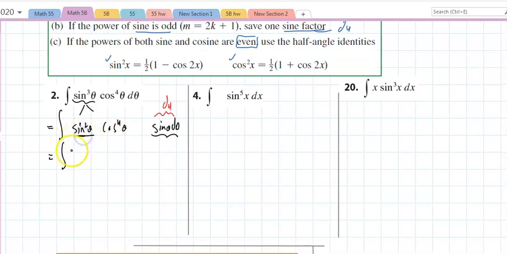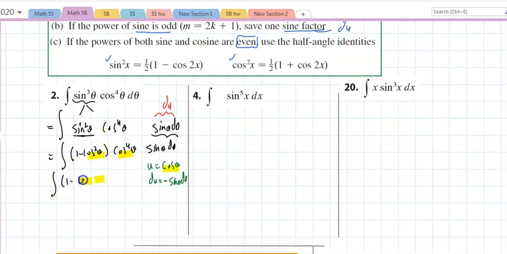And what do we know? We know that sine squared is 1 minus the cosine squared of theta. And now if I let u equal cosine of theta, du will be negative sine of theta d theta. So this becomes the integral, and let's color code those. That's my u. And du is right there with one minor exception.